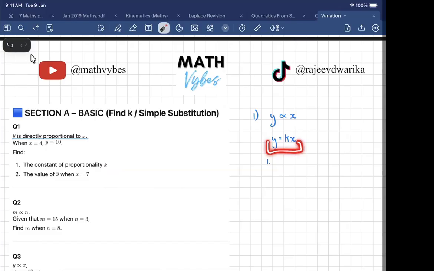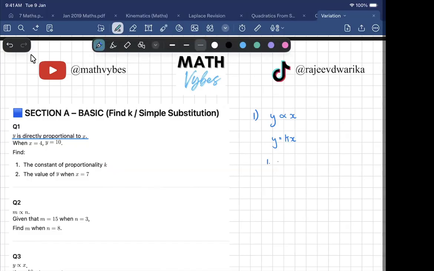No. Where are the other things you don't know? Y and x. But you actually do know what y and x are because they give you a condition. What was the condition? X is 4 and y is 10. Yeah, that's a condition. So what is it we really don't know? If we have a value for x and a value for y, what's the one thing we don't know? K. K is the one thing we don't know. So what would I do next?